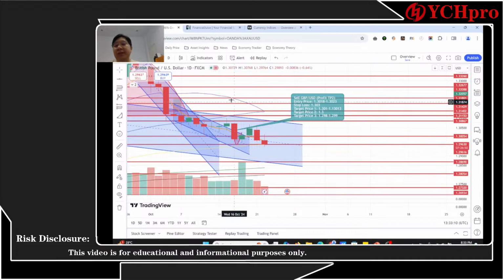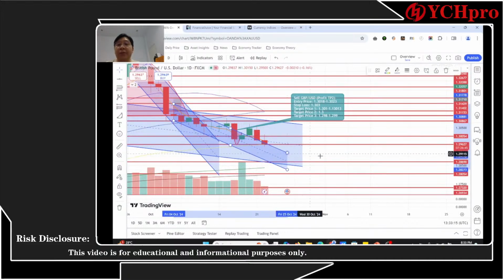But overall, it still gave us very good signs that the market is heading lower and lower on GBP/USD.